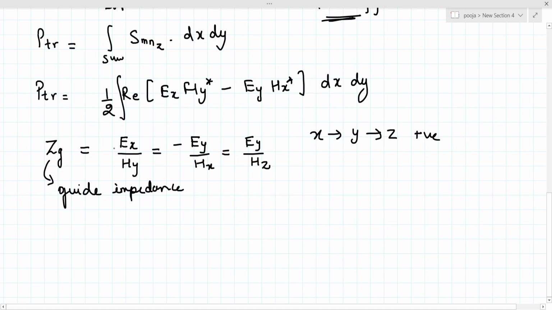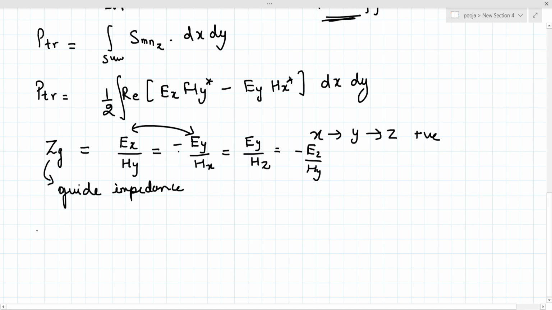So X to Y is positive here. Y to X is a negative convention. That's why a negative sign is appearing in this equation. Y to Z is a positive convention. That's why it is a positive equation. Ez over Hy would be written as minus Ez over Hy, because Z to Y is a negative convention. So whichever component is available to you, you can measure the guide impedance like this by taking the ratio of the transverse components of electric and magnetic field. So by using this equation, we have Ex Hy, Ey Hx. We'll use these equations only.